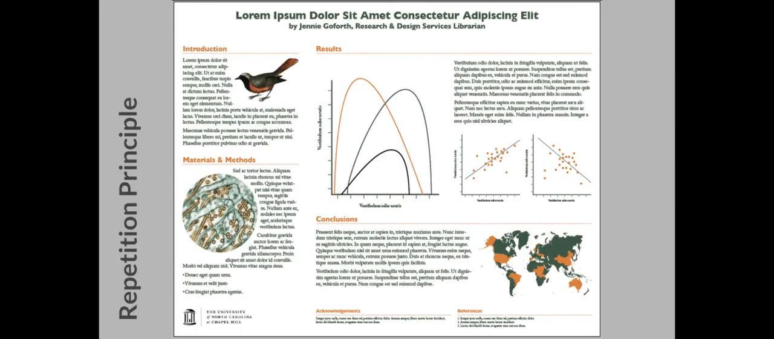Here's another example where they are clearly using the repetition principle. All of the headings are the same color. All of the headings are the same font and font size. Clearly you can see the 3-column display, and they've used a good amount of images to balance the narrative.